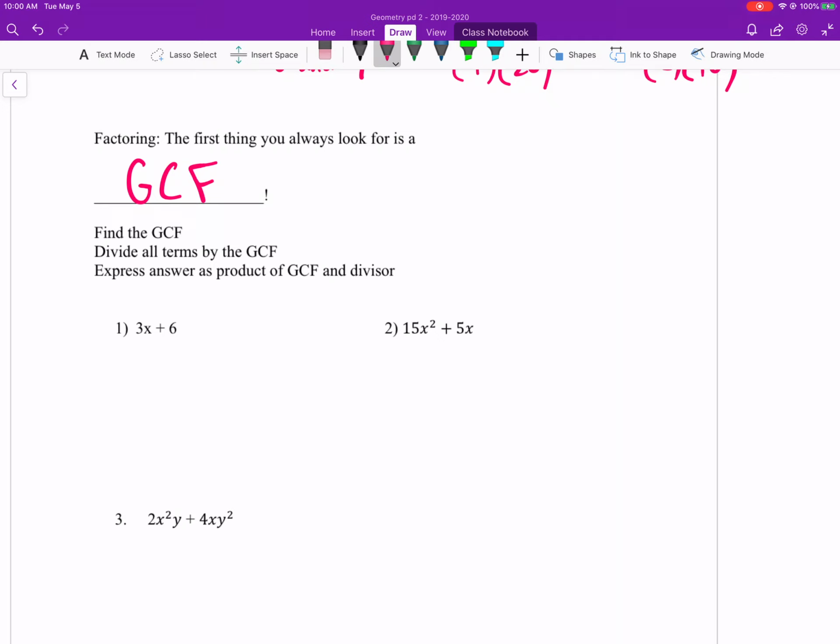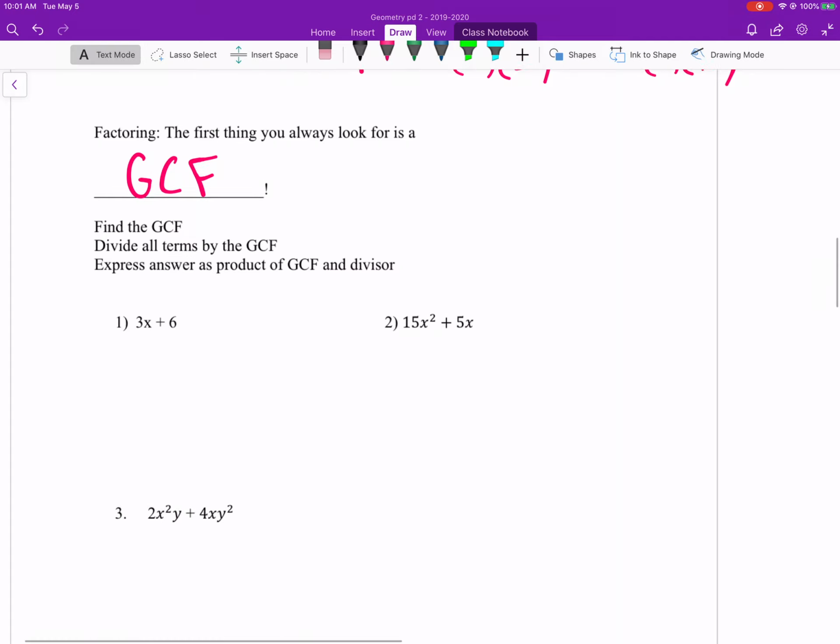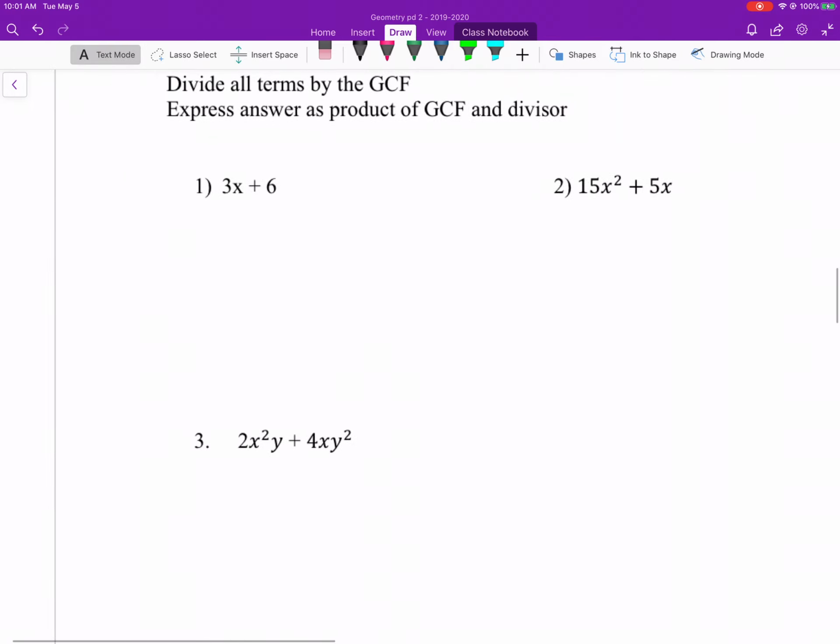Okay, so you see your steps here. Find the GCF, divide all terms by the GCF, and express your answer as a product of the GCF and the divisor. The divisor is essentially what resulted when you divided. Alright, so watch. Ready?